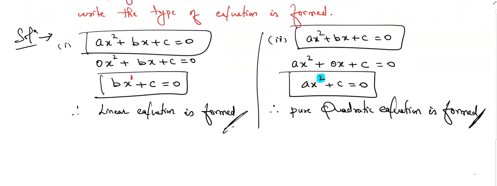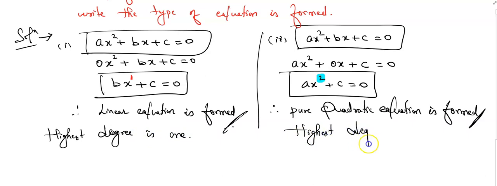Sometimes they may ask you, write the type of equation formed and give reason. They may ask you to justify or give reason. So here you can say, what is the reason linear equation is formed? Highest degree is 1. In this case, highest degree is 2. Since highest degree is only 2, it is a pure quadratic equation. Here highest degree is only 1, hence it is a linear equation. So this is the case, and these are the ways the questions can be asked for you in the board exam.